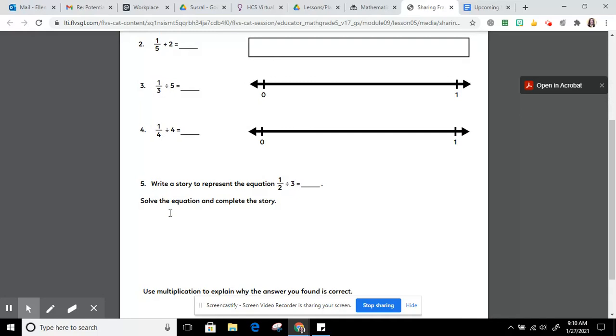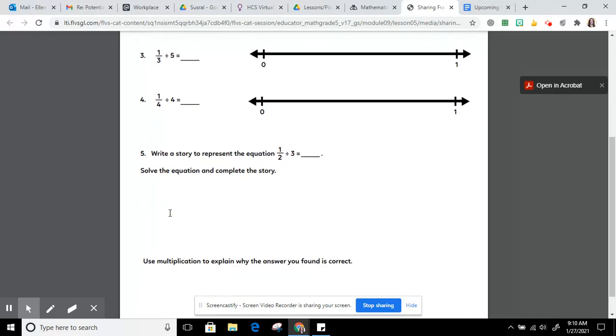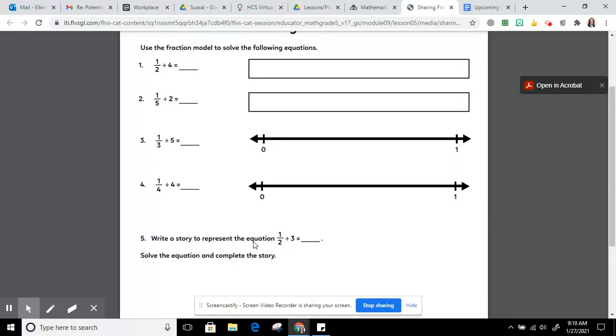Number 5, you're writing a story to represent the equation 1/2 divided by 3. You're going to solve the equation as well, and then you're going to use multiplication to explain why the answer you found is correct. We'll look at number 5 once I do a couple of these examples.